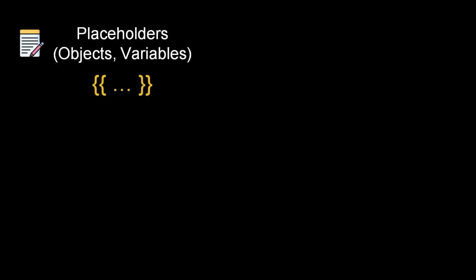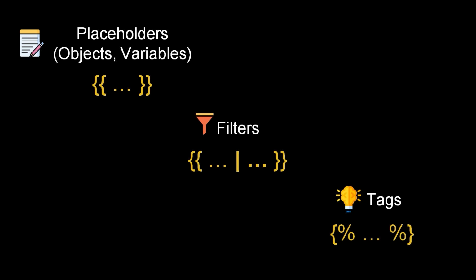Okay, so beyond just placeholder values, or objects, or variables, whatever you want to call them, there are two other very important concepts when it comes to Liquid. First, we have filters, which can be used to modify the output of a variable. And then we have Liquid tags, which can be used to implement logic. They are also fairly easy to distinguish. So as you can see right here, objects or variables are indicated by double curly brackets. Then filters are chained to variables by using the pipe character.